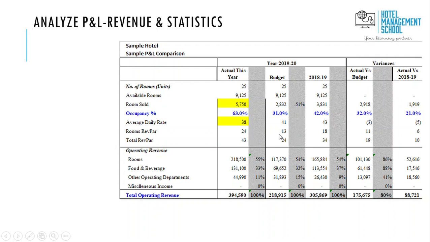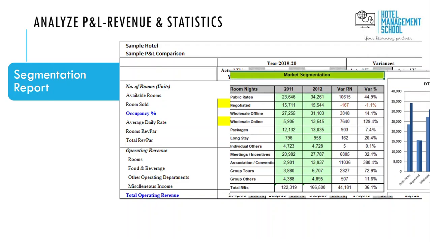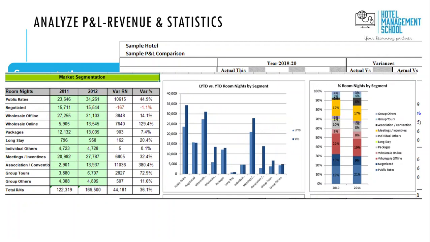Now, to understand this in more detail, there are certain reports that we should be looking for. For example, a segment report, which will tell us the revenue for each particular segment. An example of a segmentation report can be seen here. This is not related to the same data, so the numbers will not match. However, this is just to explain the segmentation.